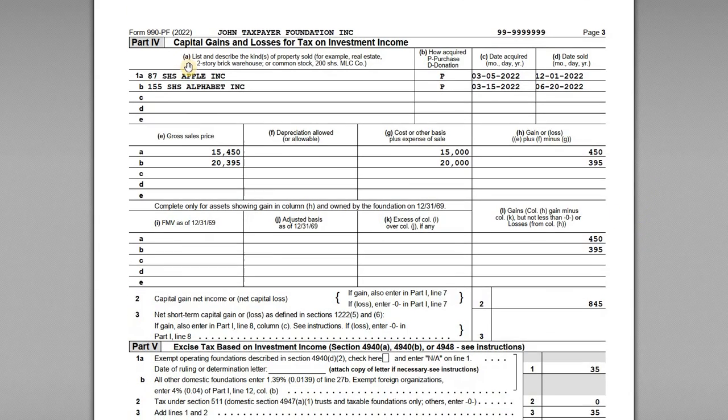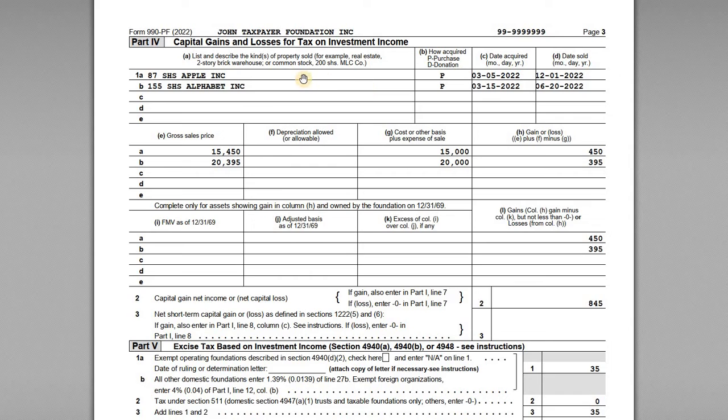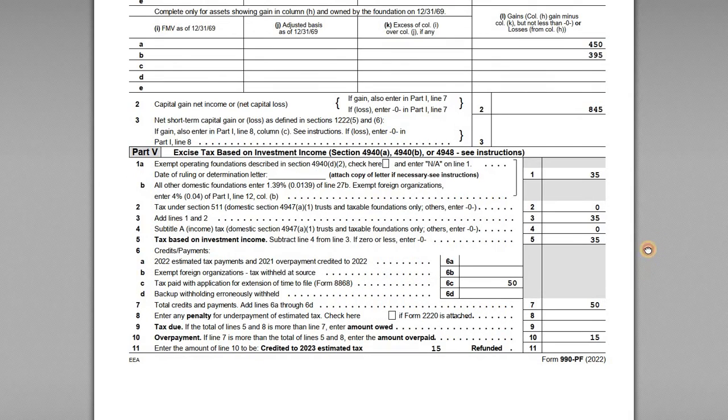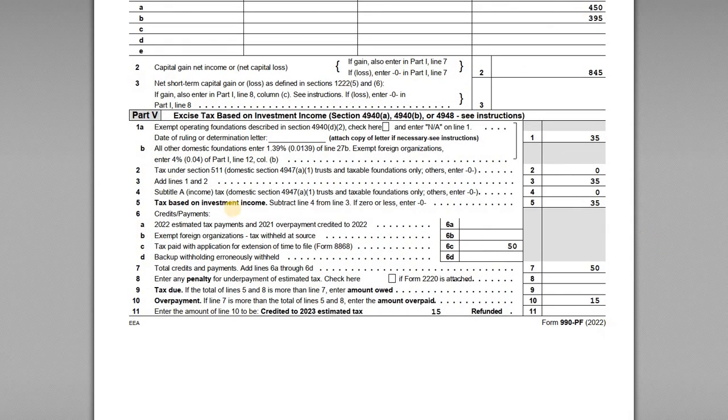All right, so part 4, we've covered this, the capital gains and losses for our taxes on investment income. So we reported the sale of the stock there. Now moving on to the excise tax, right? So the excise tax based on investment income, if you have an operating foundation, you are exempt from this tax so long as you distribute enough to charities, right, in the form of grants. In this case, we are a non-operating foundation, so we are subject to that 1.39% tax. So we can see here all other domestic foundations enter 1.39% of line 27B.